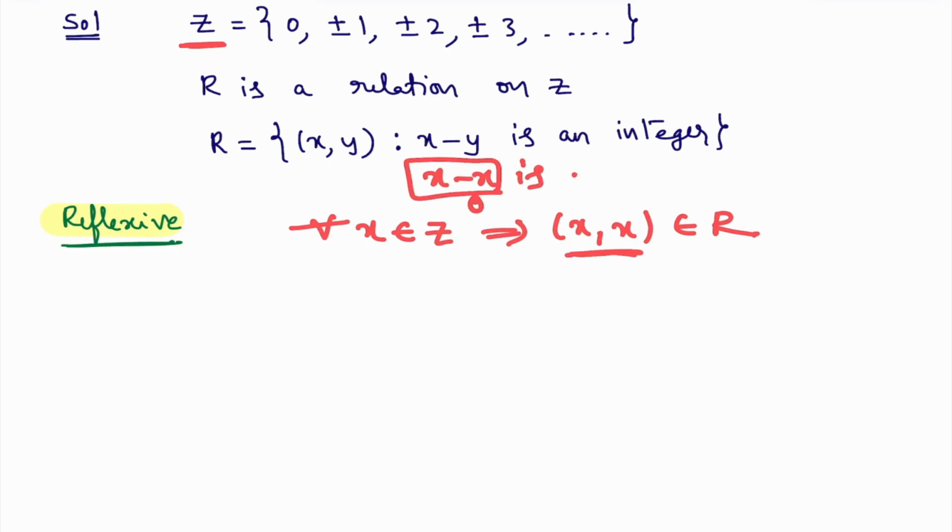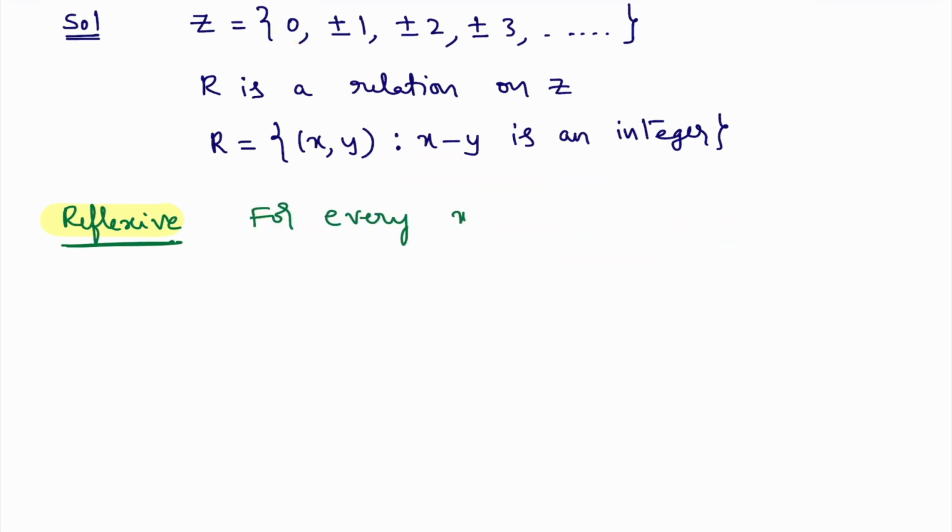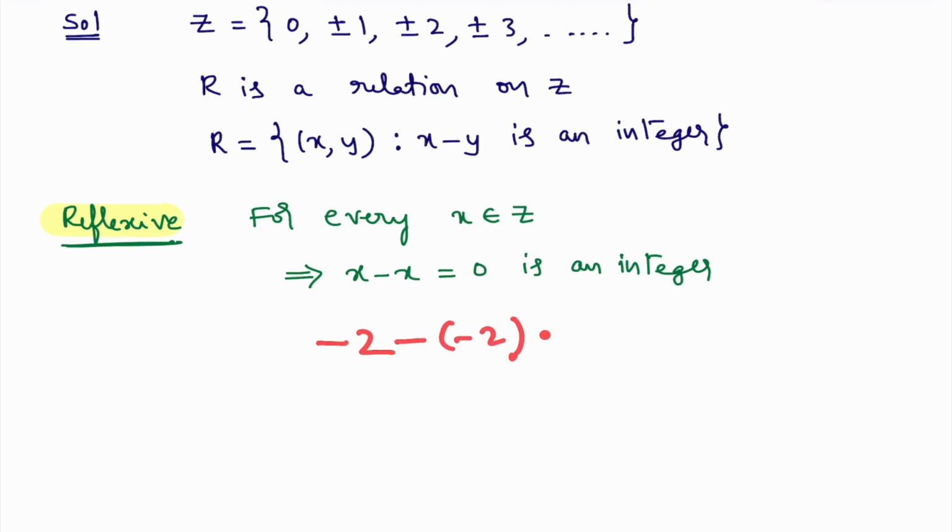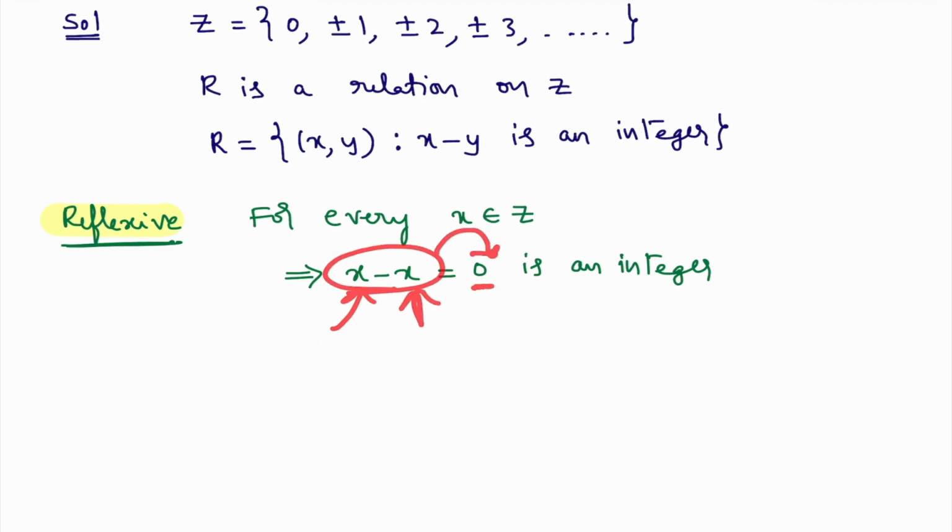x minus x is 0. 0 is an integer? Yes, 0 is an integer, right? So here, for every x in the integers, you take any integer, we can say that x minus x is 0. 0 is an integer. Whatever integer you take, 2 minus 2 is 0. You take minus 2, minus 2 minus of minus 2, that is minus 2 plus 2, that is 0, right? You take any integer, integer minus the same integer, x minus x is 0.